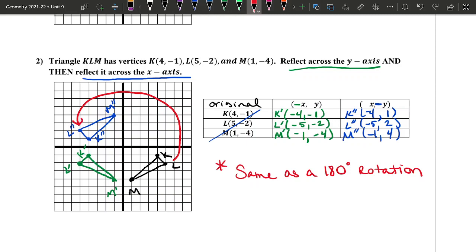And it does. So if I took that black one and turned it to the left, I would end up with the blue one. So that is one composition of transformations that's the same thing as a rotation. But not if you do x first and then y. That's not the same thing.